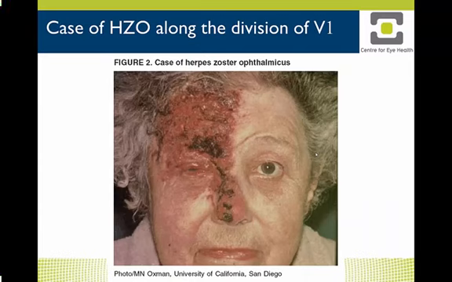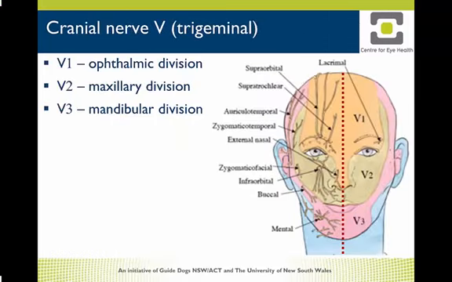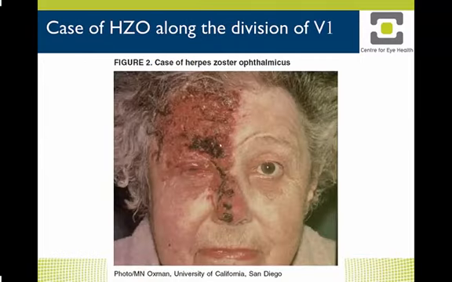Here we have a case of end-stage herpes zoster, and you can see the distribution of the ophthalmic division of the cranial nerve is virtually identical. Here it is on the right side of the face, identical in this patient, and end stage.